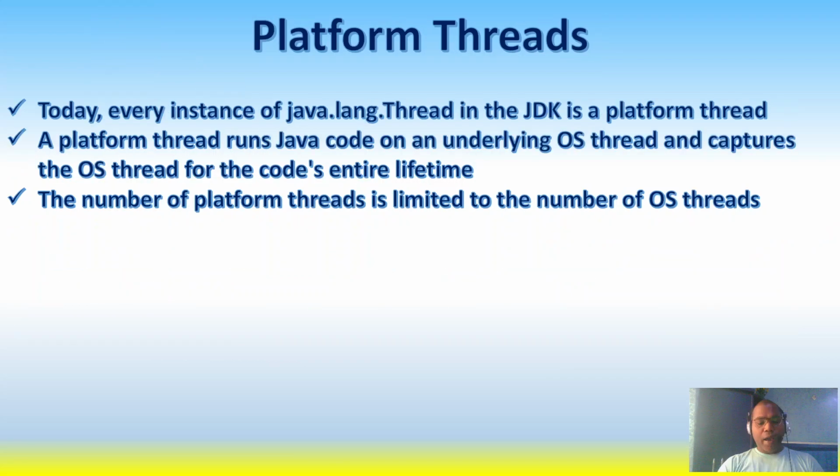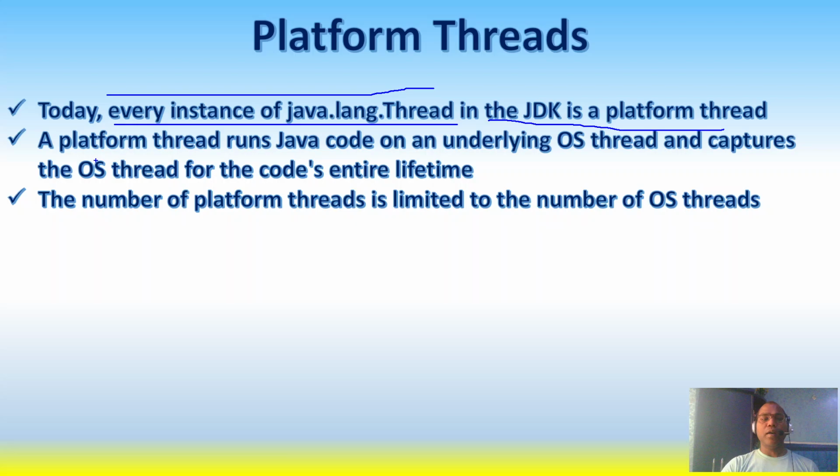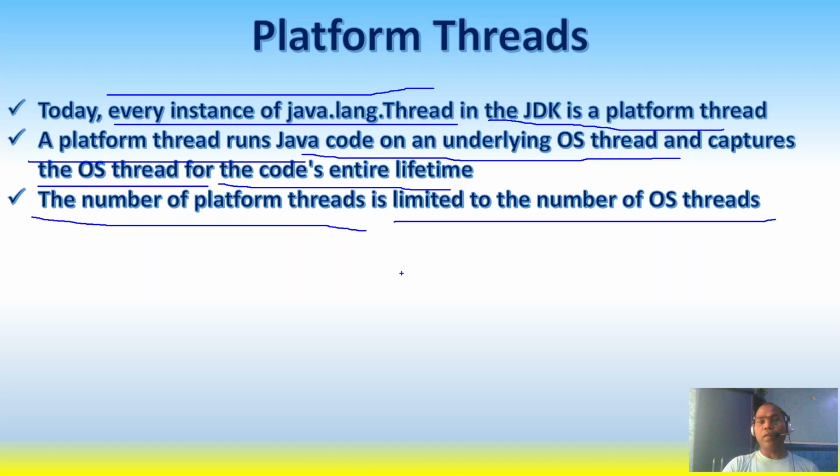If we talk about the platform thread, whenever you create an instance of java.lang.Thread, by default the JDK implements the thread API as an OS thread. Platform threads run Java code on the underlying operating system thread and capture the OS thread for the entire code lifecycle. The number of platform threads is limited to the number of operating system threads, meaning on whichever operating system you run your Java application, you can only create as many threads as your operating system supports.